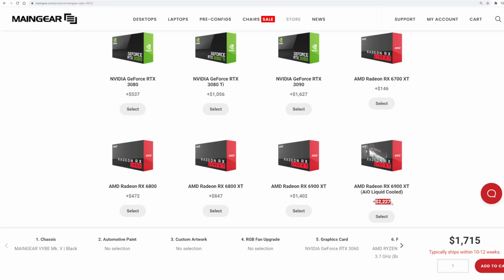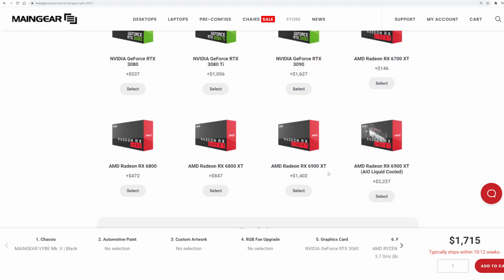And compared with the 6900 XT, we're seeing it clocking in at $825 more. Now, I'm over here at Main Gear. I haven't investigated all the other system integrators to see if they're doing something similar, but I doubt we'd see anything completely out of line. Let me know in the comments if I'm wrong about that and you investigate.